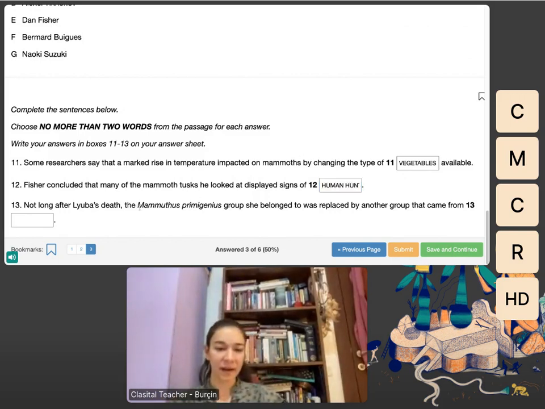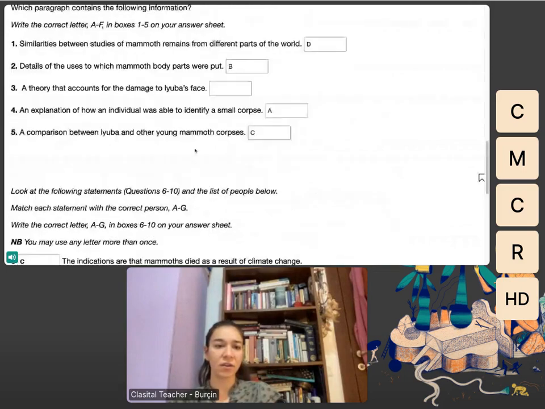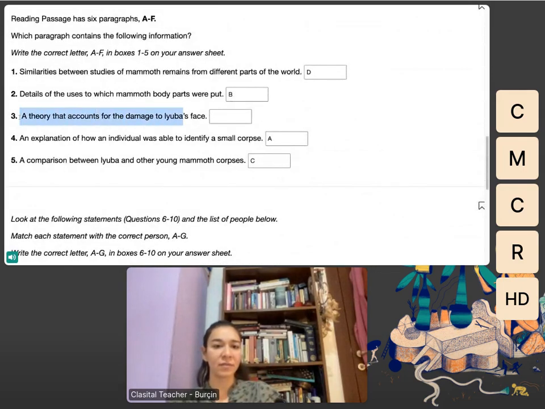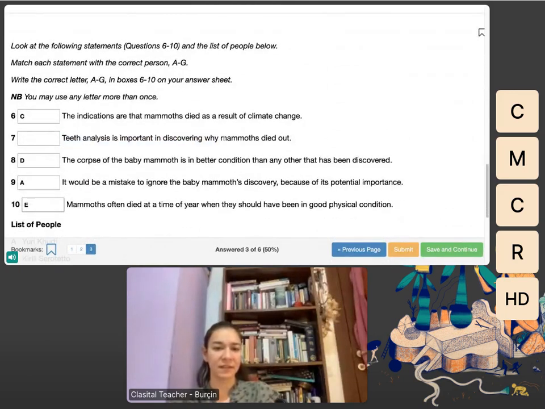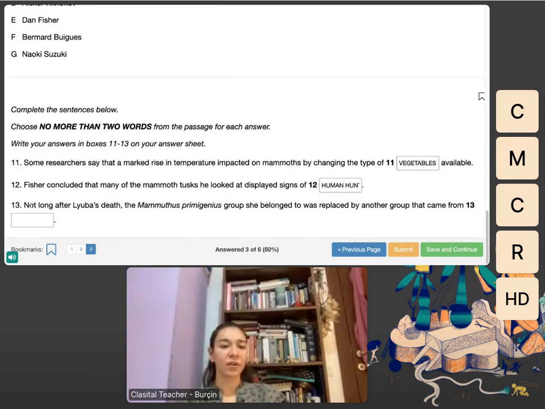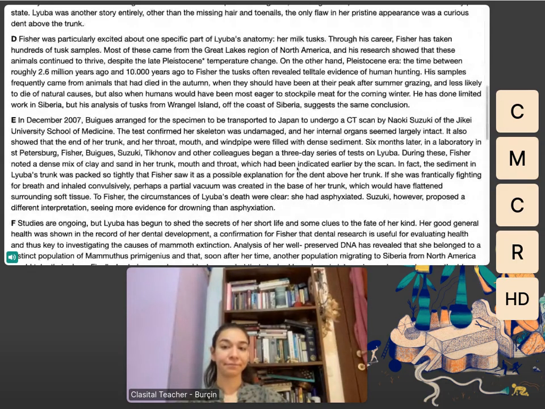And my keywords are there. Mammuthus primigenius was replaced. Okay, I will look for another name. And in here I have, did I finish this? No. A theory that accounts for the damage to Lullaby's face. I don't know. The teeth analysis is important in discovering the Weimar style. Okay. And I have not long ago after Luba's dad. This is this group. So I am continuing to read it.